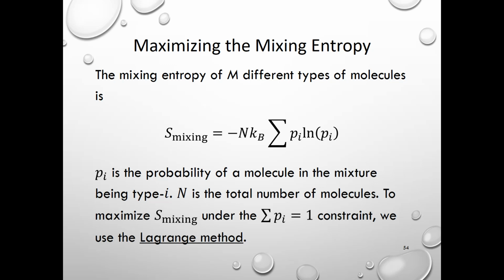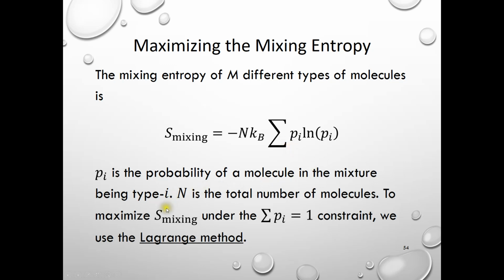The mixing entropy can be expressed as -N times Kb times the sum of the product of Pi and the logarithm of Pi. N is the total number of molecules. Kb is the Boltzmann constant. Pi is the probability of a molecule in the mixture being type i. So Pi is actually just the mole fraction of type i.